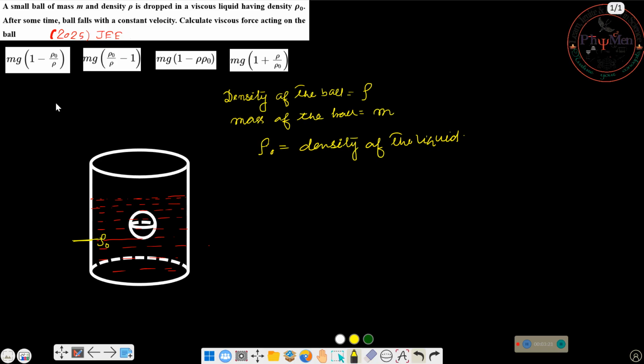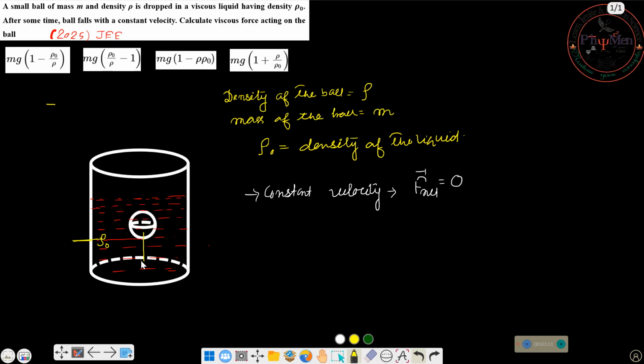Now, what does this constant velocity mean? Uniform velocity. Constant velocity means uniform velocity, and it will happen only when there is a net force of 0 on the ball. Only when the net force is 0 can there be constant velocity. So let us draw a force diagram.